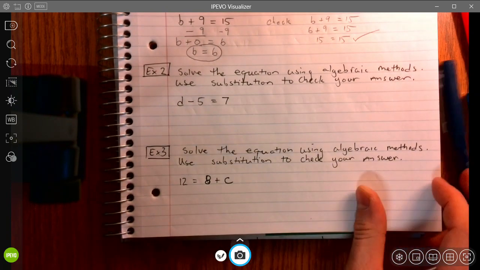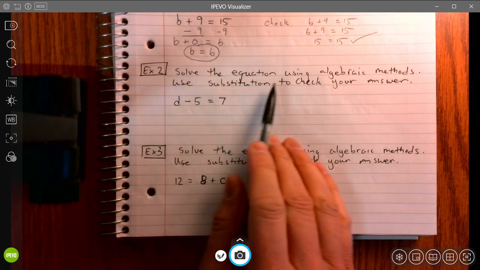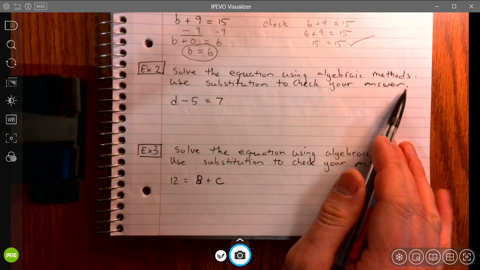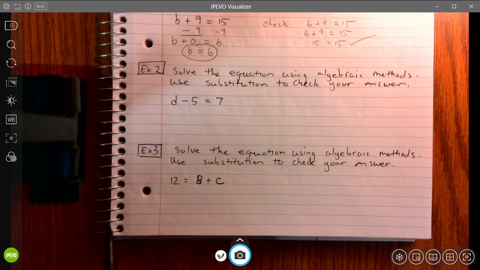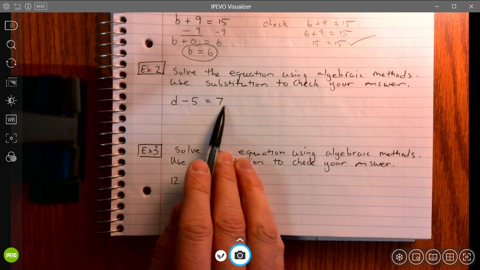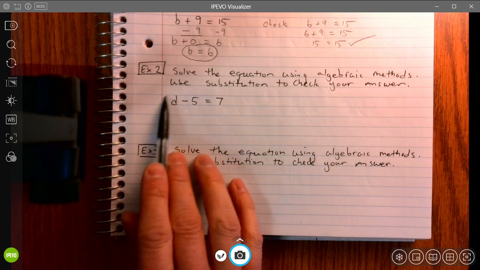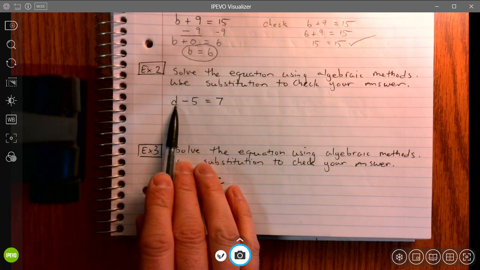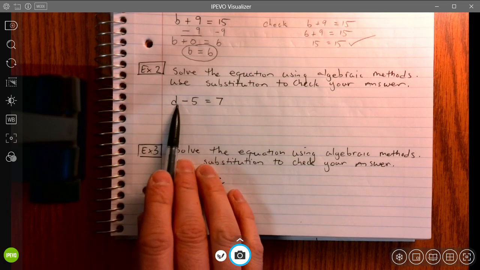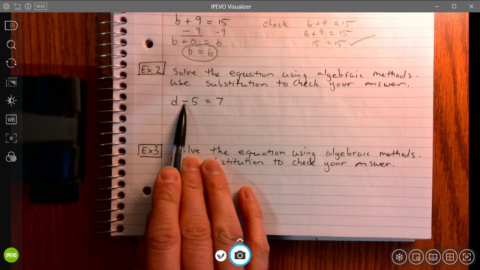All right, let's try another one. Solve the equation using algebraic methods. Use substitution to check your answer. So now I have d minus 5 equals 7. Remember, I want to solve for this variable. I want to find out what this variable is worth. I'm going to find out what it's worth by isolating it on one side of the equation. I'm going to do that by performing the inverse operation of what is shown.